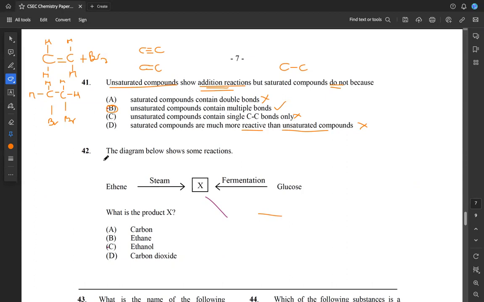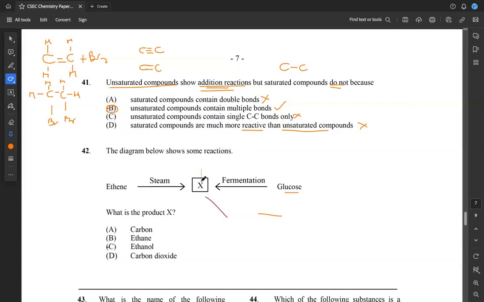Okay, so moving down to 42 now. So 42 says that the diagram below shows some reaction, right? So this is kind of like a reaction scheme. So here we have ethene, right? And we subject ethene to steam, and then we're gonna get X, and then we can also get to X by fermenting glucose, right? So we ferment glucose, we get back to X, right?